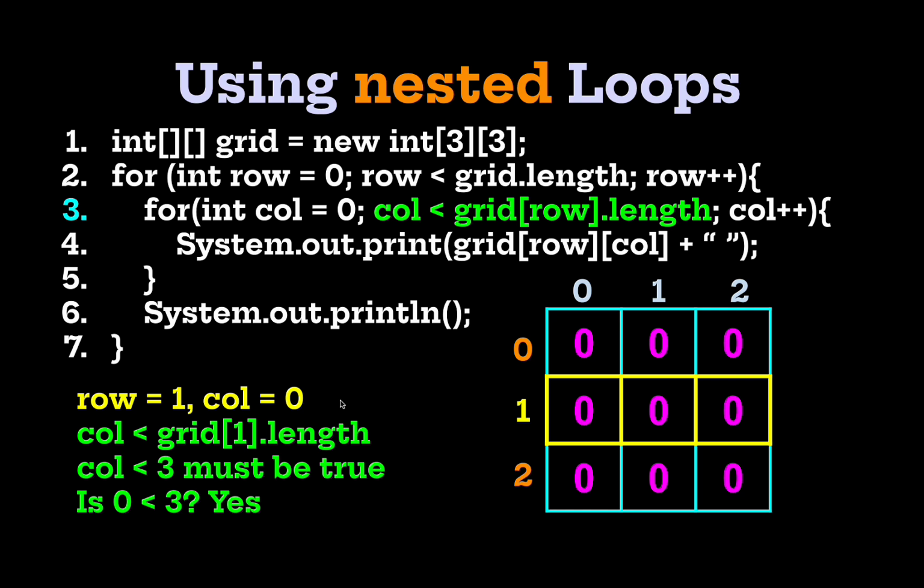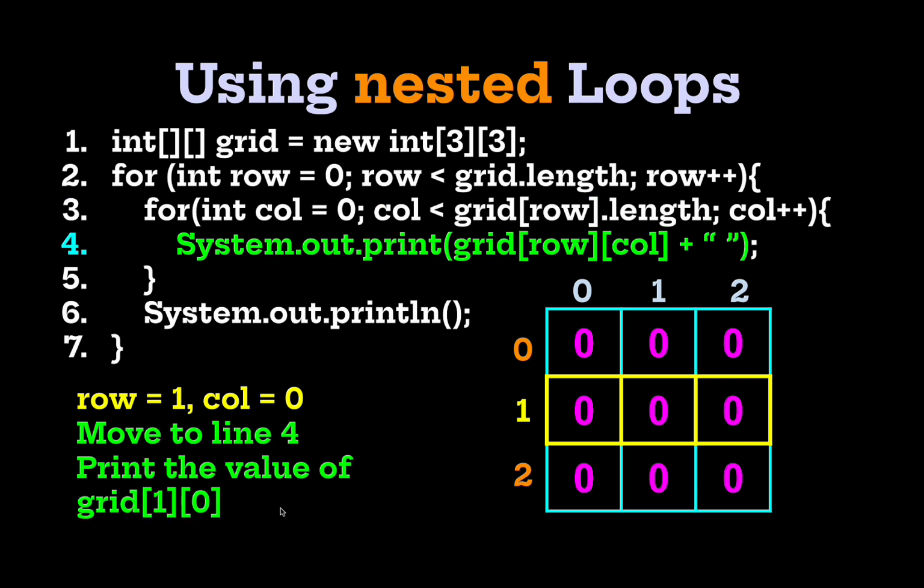And we still ask ourselves, what's the length, or how many elements do we have in the second row? And as you can tell, we have 1, 2, 3 elements, right? And so we want to know if the col is less than 3. That must be true if line 4 is to be executed. So we ask ourselves, is 0 less than 3? The answer is yes. And if that's the case, we want to move to line 4.